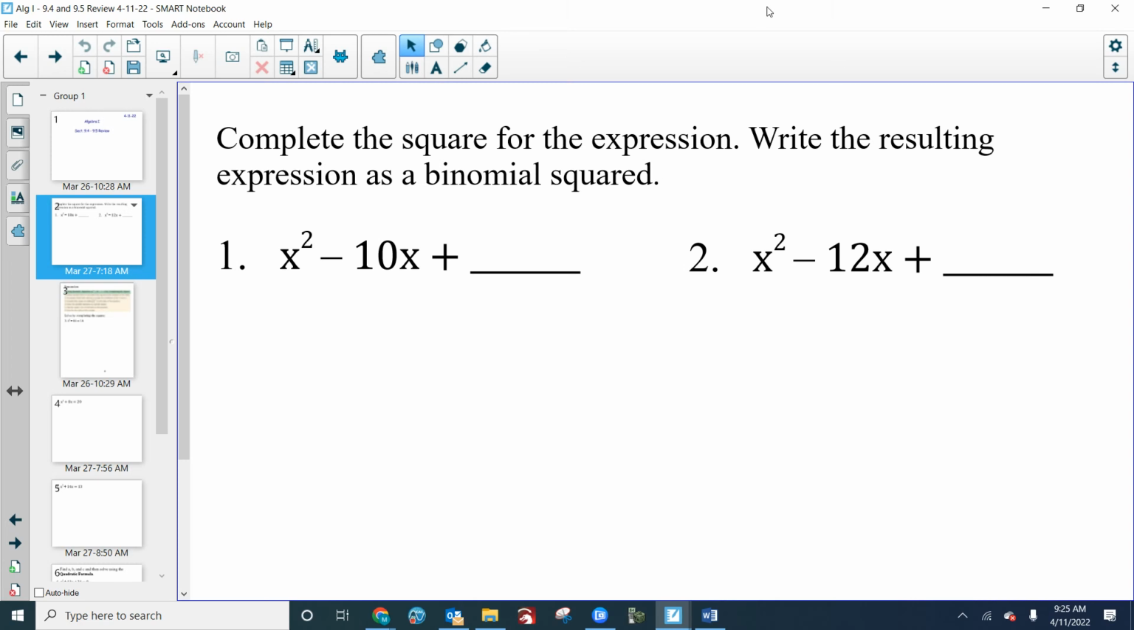All right, a couple main ideas. Quadratic formula, completing the square.